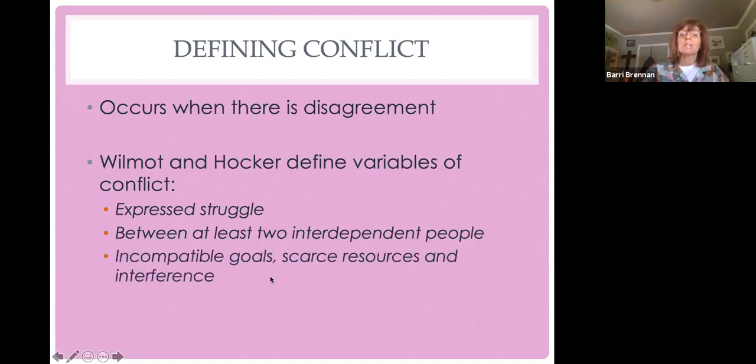You have to perceive in conflict, there's a perception of either incompatible goals, and it can be all three, or it can just be one of them. Incompatible goals, scarce resources, and interference. Okay, I'm going to give you a simple example of conflict that you can feel.